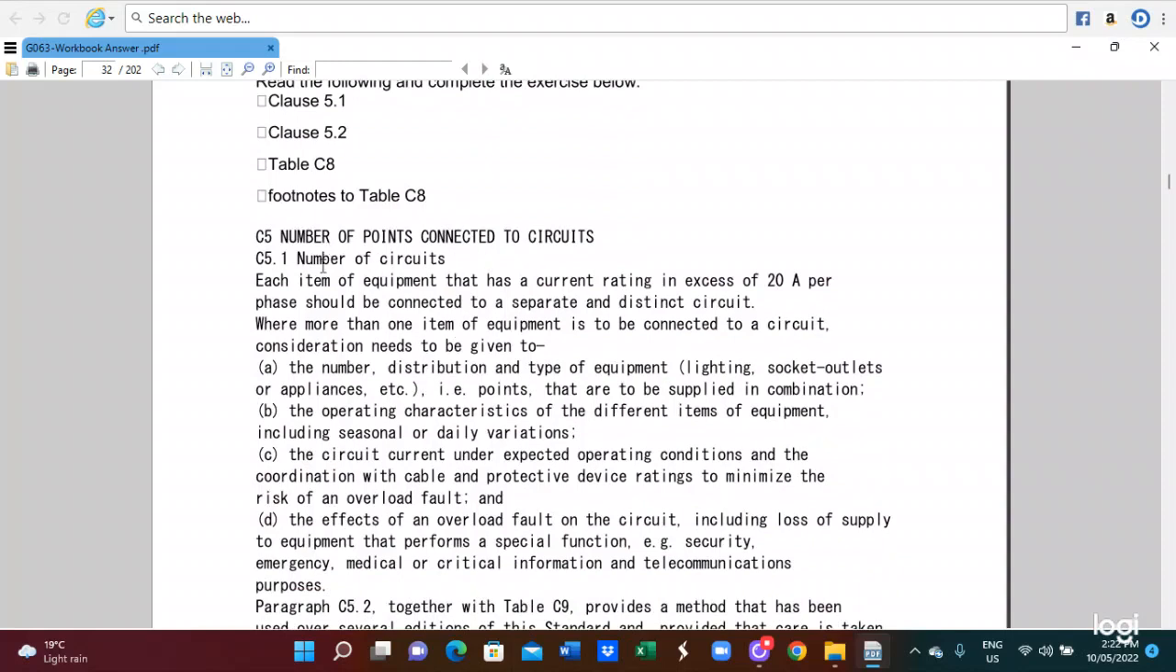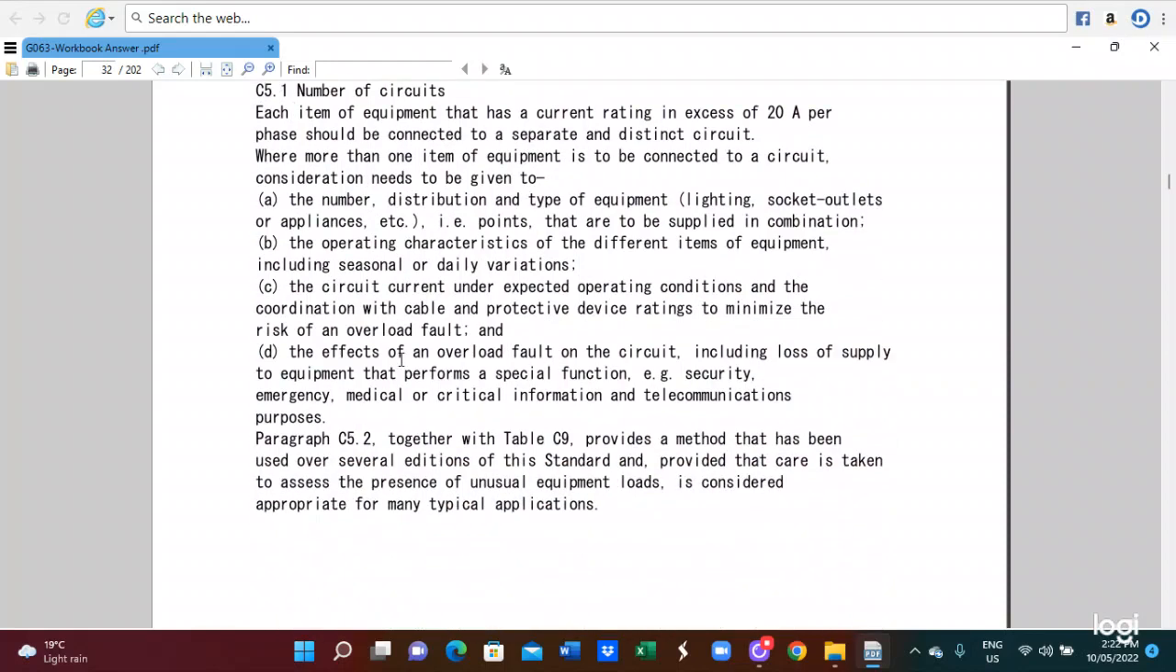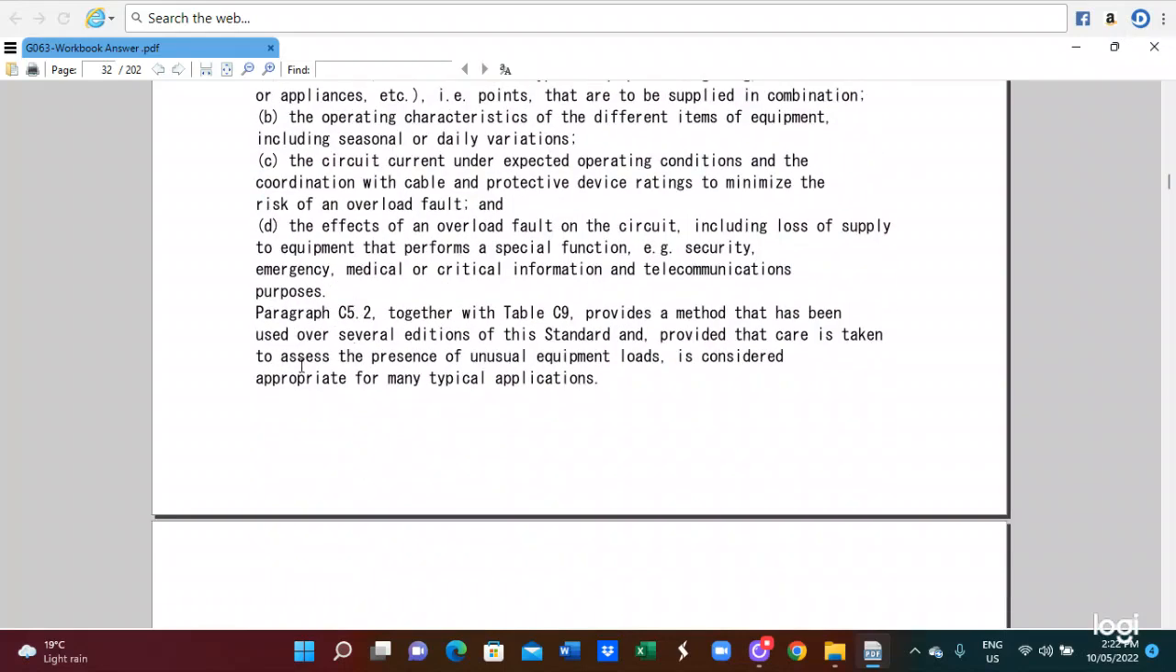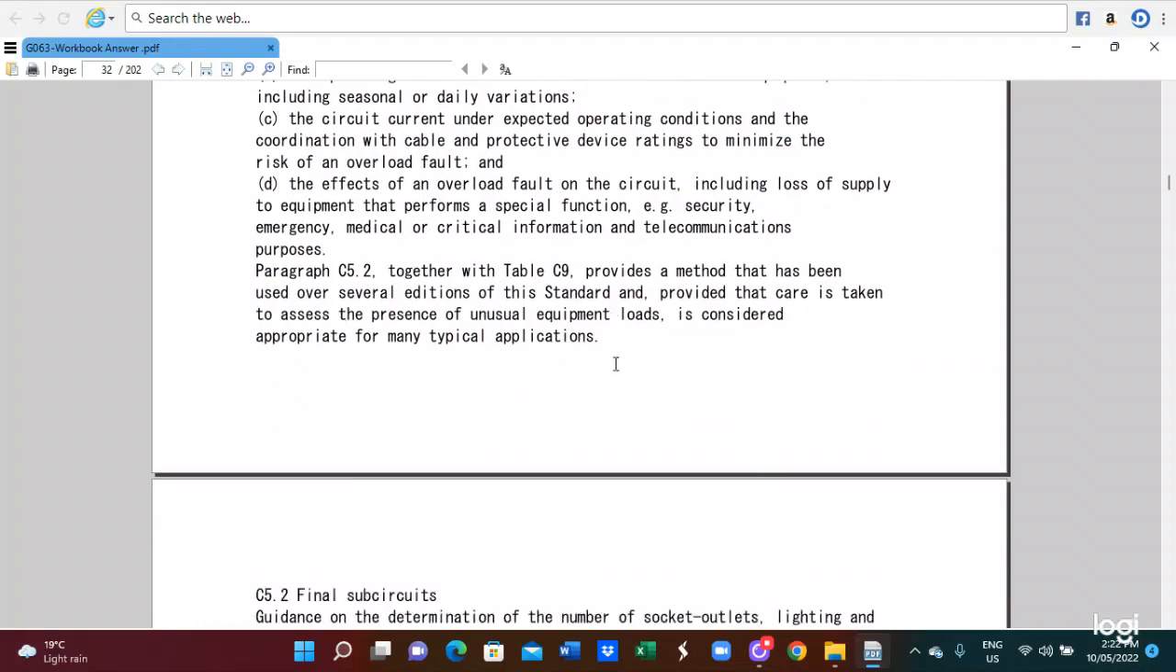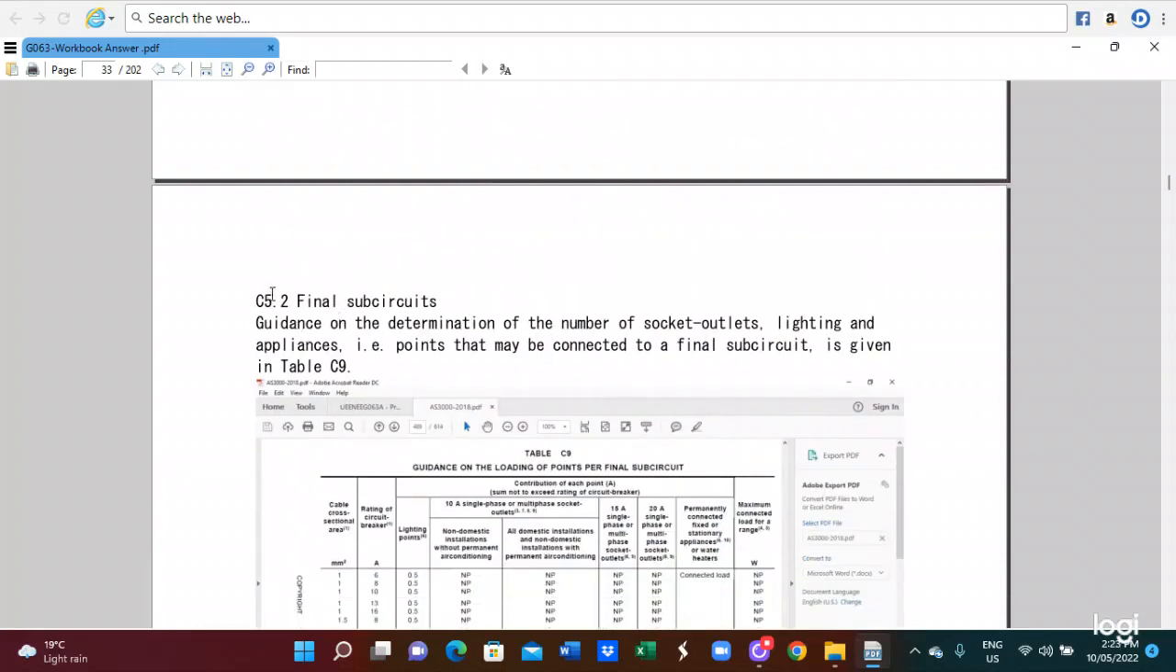So in appendix C, for the circuit where each item of equipment has a current rating of 20 amperes, a separate phase should be connected to the final circuit, where more than one item of equipment is to be connected to the circuit. So this is the number of points connected to the circuit mentioned in clause C5.1. Clause C5.2, so you have to read through C5.1 of the EL3000. Also paragraph C5.2, we have to utilize the cables table C9. It provides the method that has been used to solve the addition or the standard. So this is for C5.2, the final circuit.